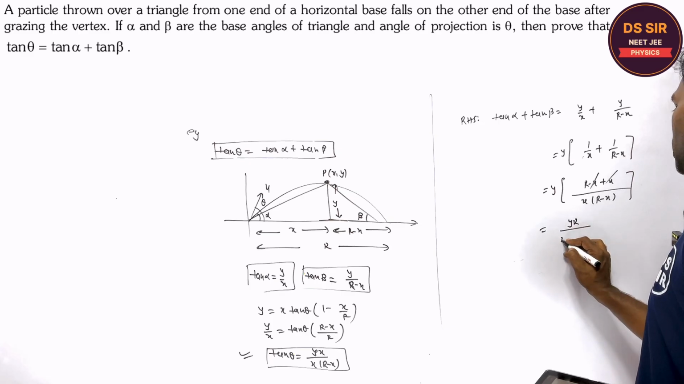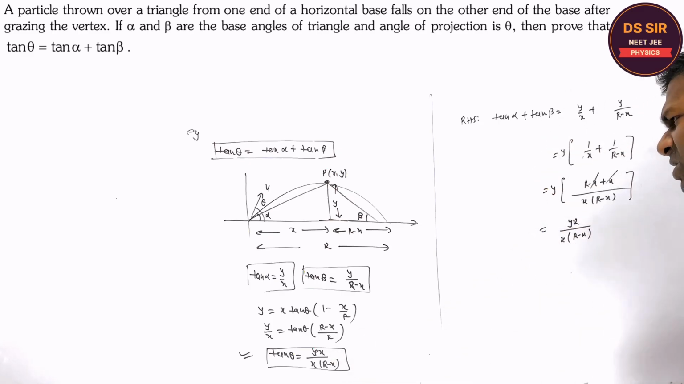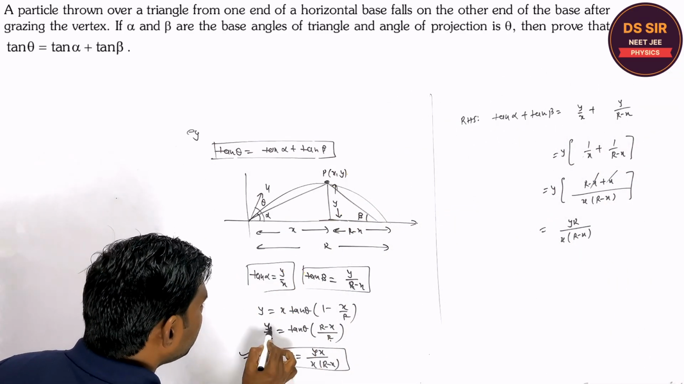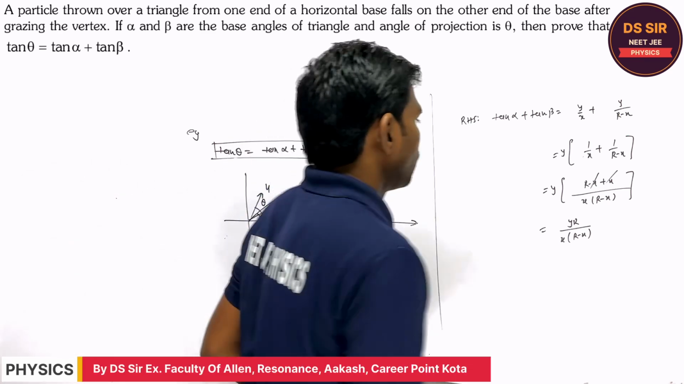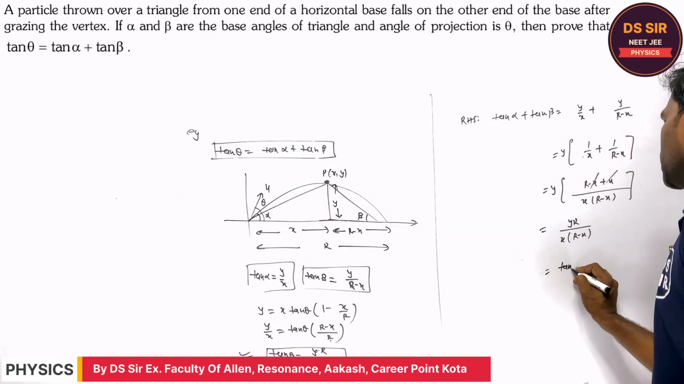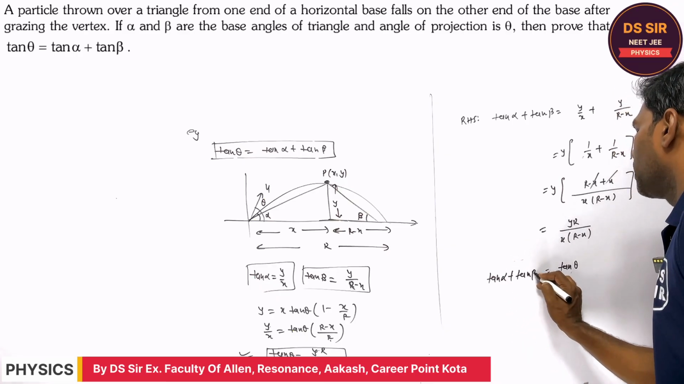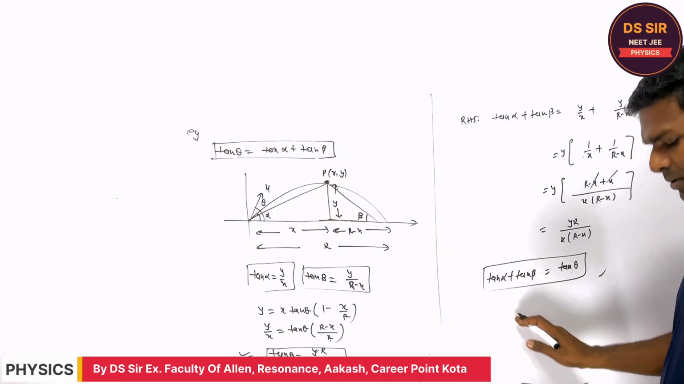So y into r upon r minus x. What is this? Wait a minute, I made a mistake: y into r upon x into this. So this is equal to what? Say tan theta. Therefore tan alpha plus tan beta is equal to what? Say tan theta. All right, copy this.